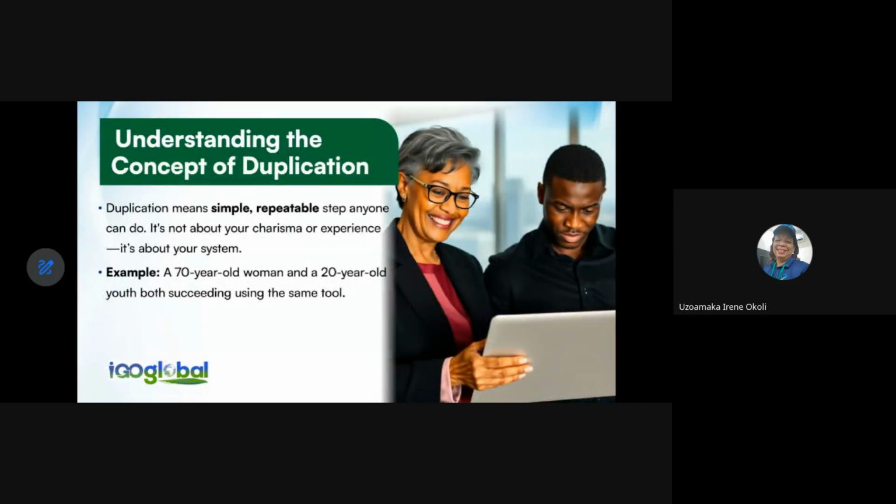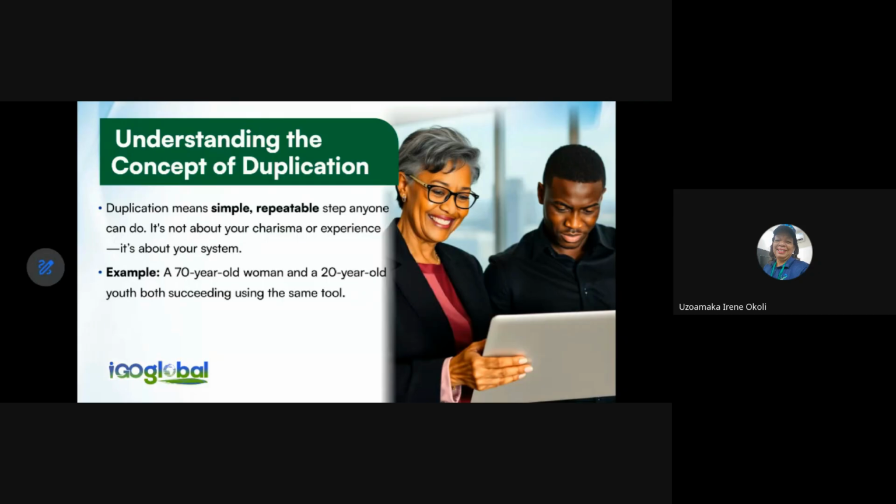All right. Now, without wasting much of our time, let us understand the concept of duplication. We keep hearing duplication, duplication, duplication. What does it mean? Duplication simply means simple, repeatable steps anyone can do. It's not about your charisma or all the English that Mr. Aswik is speaking. It's not about the experience. I've been in the industry for over 100 years, 1 million years. It's not about that. It's all about your system.